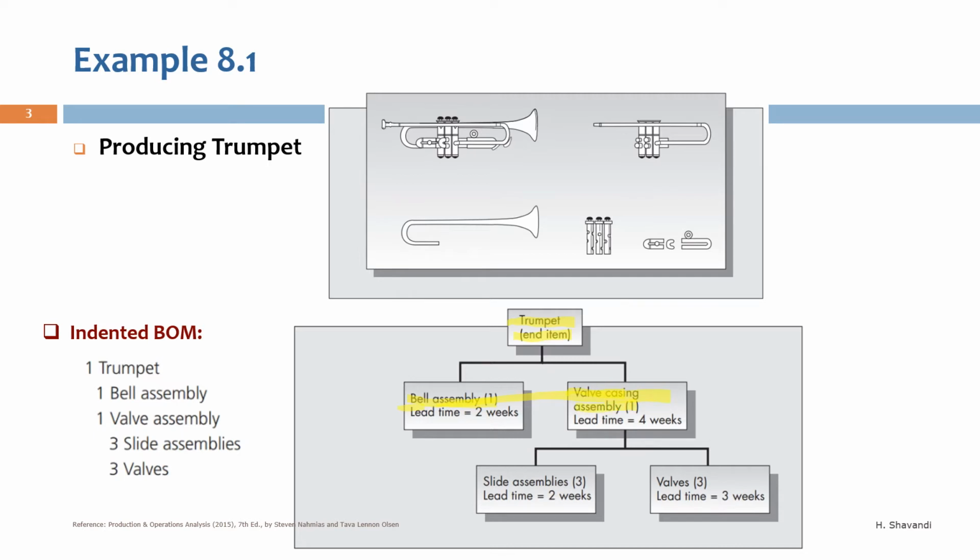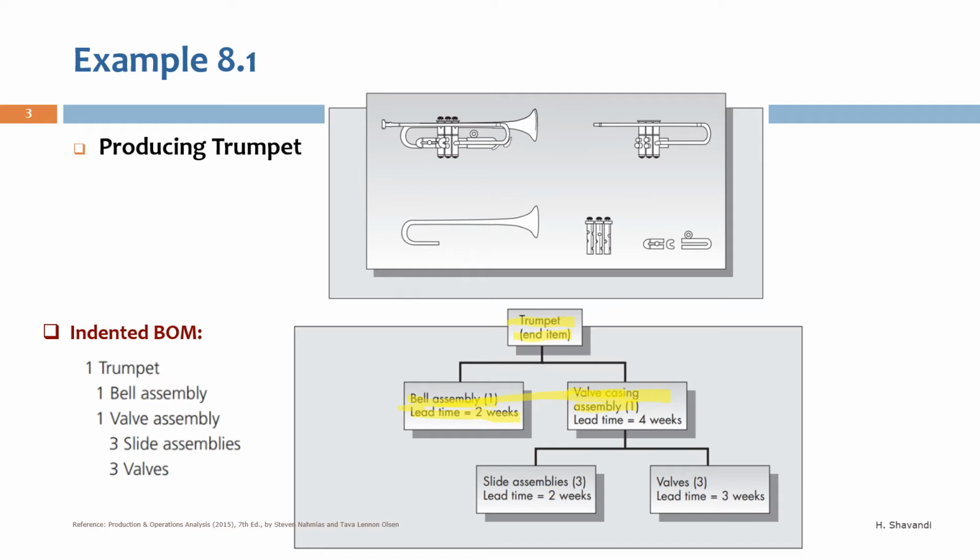The number in the bracket shows the number of that item we need to produce one parent item. So here the parent item is trumpet and the child items are bell assembly and valve casing assembly. We have also the lead time here. As you see, the lead time of producing bell assembly is 2 weeks, and for valve casing assembly is 4 weeks. The valve casing assembly again includes two components.